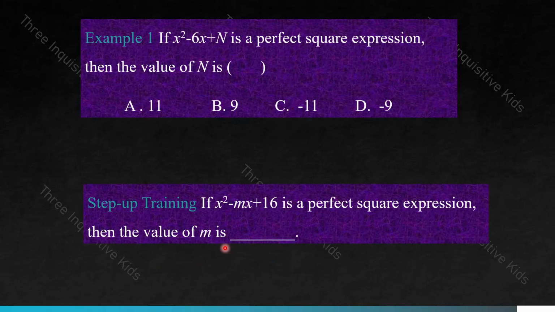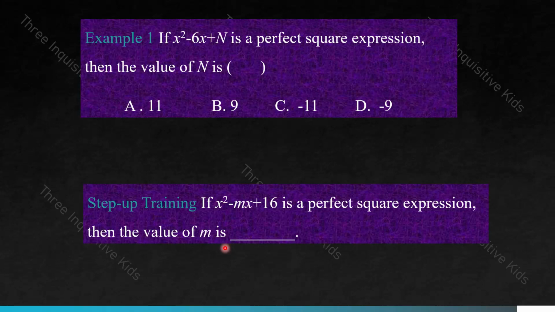Let's do an example. If x squared minus 6x plus n is a perfect square expression, what is the value of n? And some step-up training. If x squared minus mx plus 16 is a perfect square expression, then the value of m is blank. Pause the video and solve these on your own.